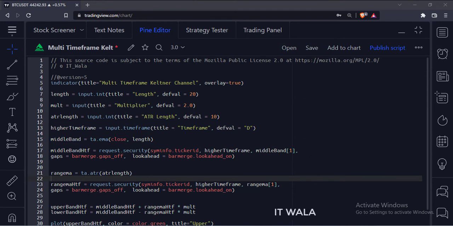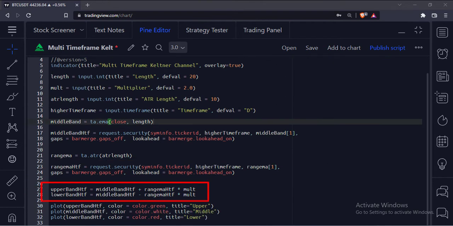A Keltner channel has 3 bands: upper, middle, and lower. Then we calculate the ATR, which will be used to calculate the upper and lower bands. Then we calculate the higher timeframe ATR using the security function as before. This is how we calculate the higher timeframe upper and lower bands. Finally, we plot the higher timeframe upper, middle, and lower bands. Let's add this indicator to the chart.